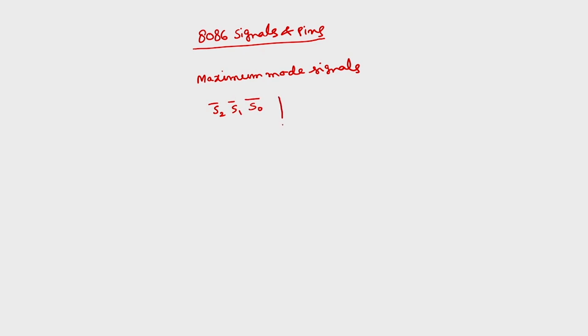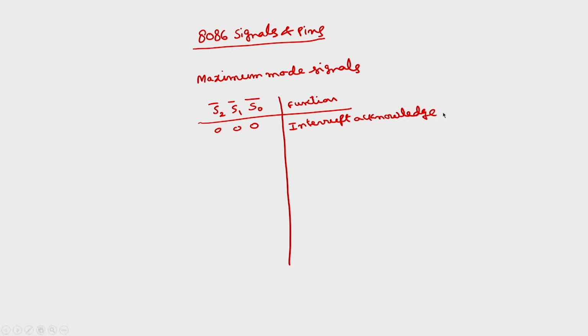So, the function of these will be as follows. For 0 0 0, it performs the interrupt acknowledge operation. Whenever an interrupt occurs to the microprocessor, during the acknowledgement of that particular interrupt, S2 bar, S1 bar and S0 bar will be 0 0 0. If this is 0 0 1, then this represents the IO read operation.